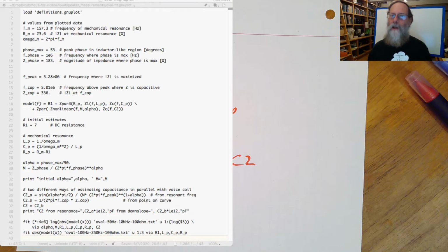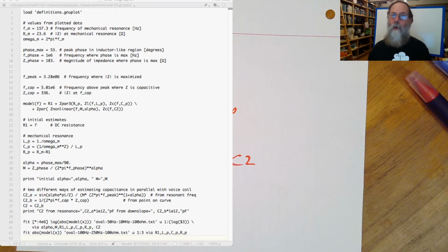The model itself consists of the resistor R1 in series with three things in parallel: RP, the inductor LP, the capacitor CP. And then in series with both of those, we have the parallel combination of the nonlinear inductor-like device and a capacitor. So M and alpha for the inductor-like device and C2 for the capacitor. And now I'm going to start getting initial estimates.